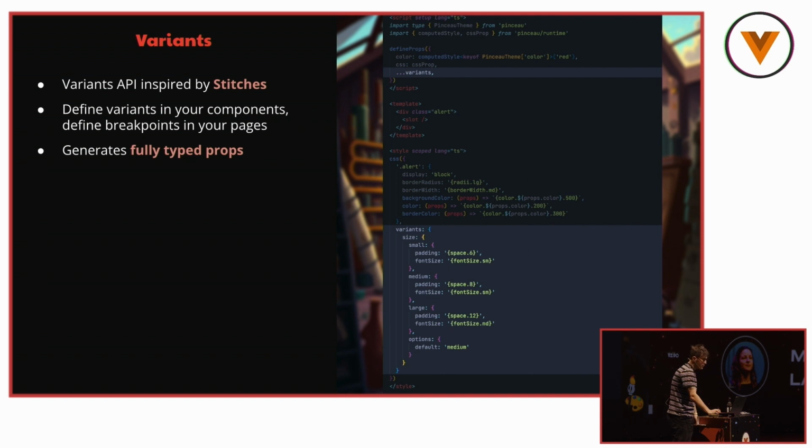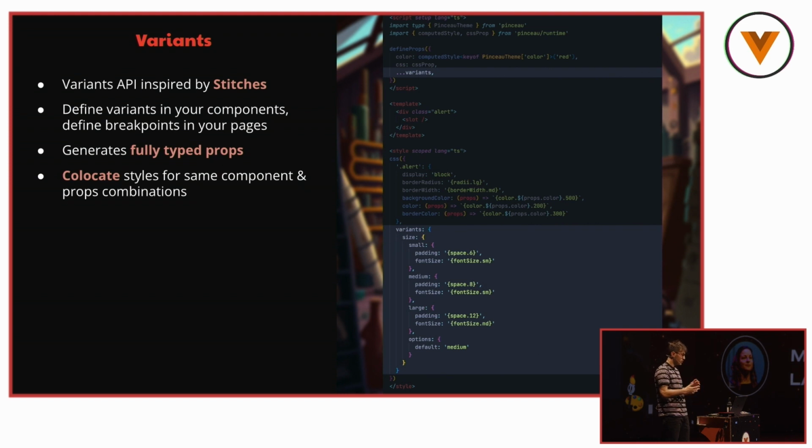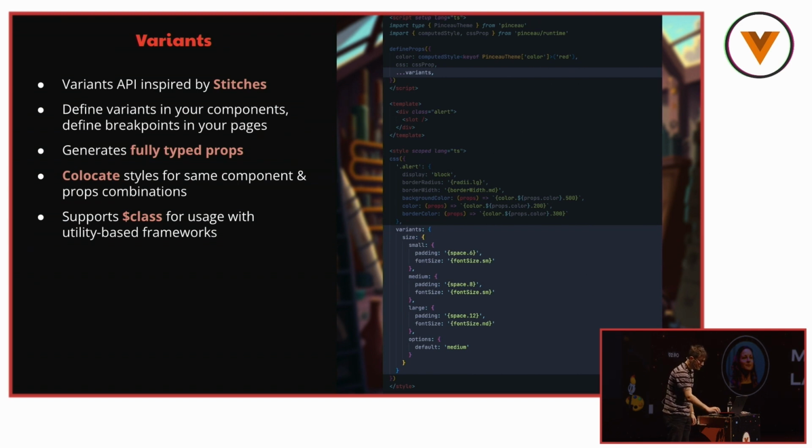It generates fully typed props, and also it collocates styles. Once again, it collocates styles from the same type of props combination. And this also works cross-components. So if you are writing the exact same variants between 2 components, it will also reuse the same class. And a good word for utility-based frameworks, it also works with $class, and you can also write variants directly as a string, and then these classes will get added to your components. So if some of you here know class-variance-authority, this is kind of the same, except it lives right in your components.